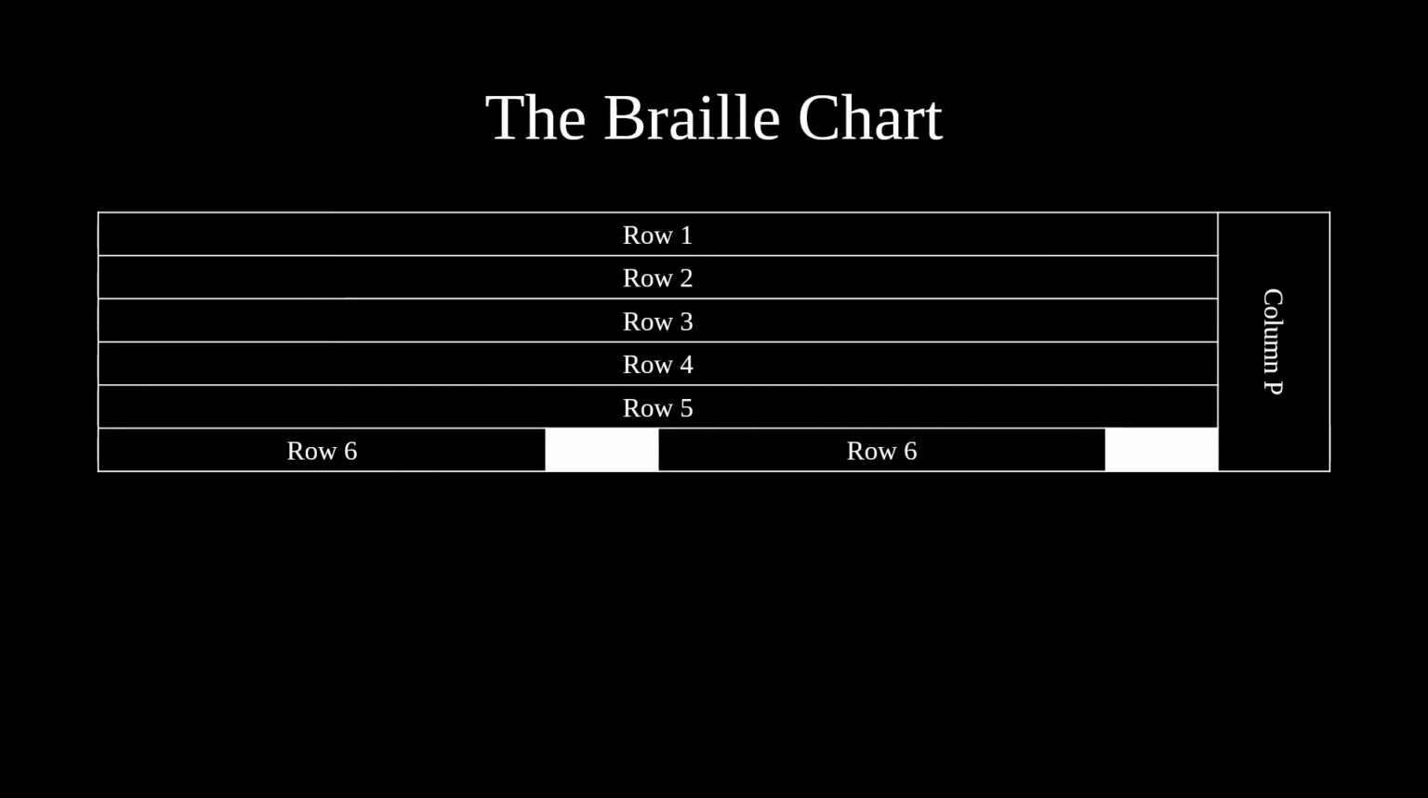Therefore, no cell in the rightmost column is in any row. From top to bottom, I number the rows from 1 to 6. I label the rightmost column as column P. Pay attention to this. This is the Braille dot locator.